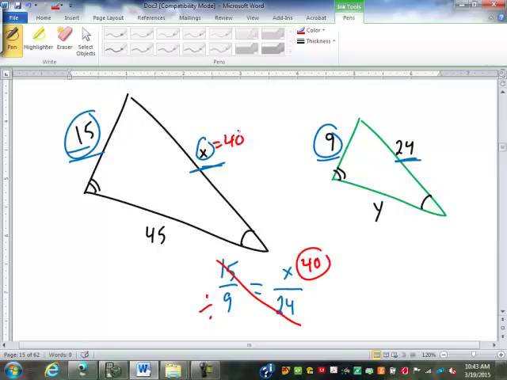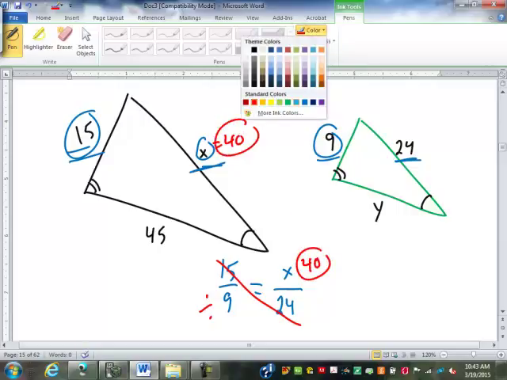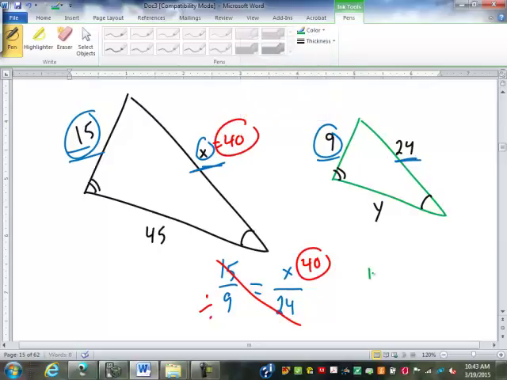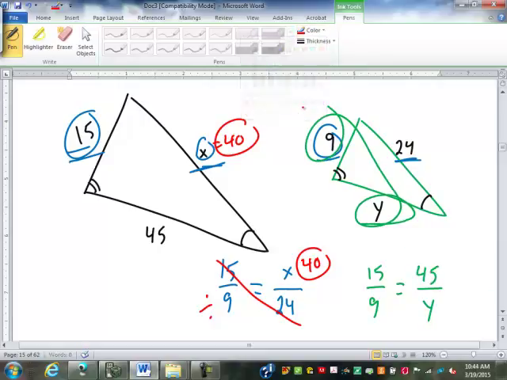This is 40. To find y, do the same thing, only y goes bottom because it's from the same figure as the 9, so it goes with the 9. What goes above it? 45. We cross multiply and divide. 9 times 45 divided by 15 is 27. Y is 27.